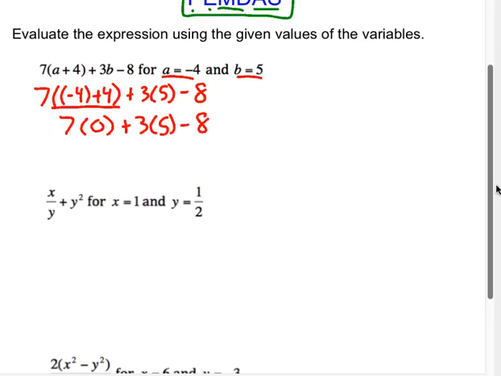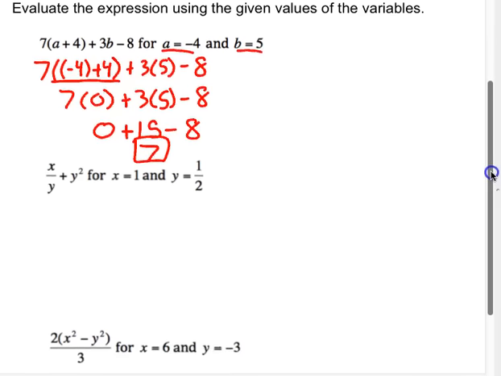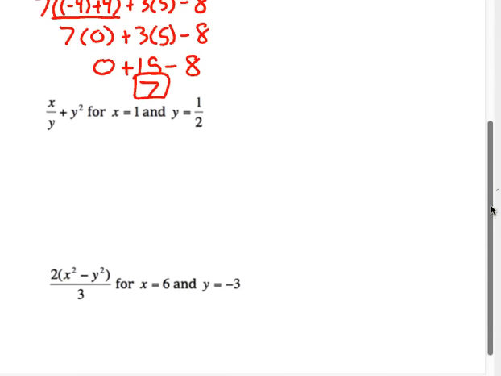Next up, exponents, but we don't have any. Then multiplication and division. So I'm going to take care of those. And now finally addition and subtraction. And I get my answer of 7. All right, next one. So again, I look to see what I'm plugging in, and I always put them in an extra set of parentheses.